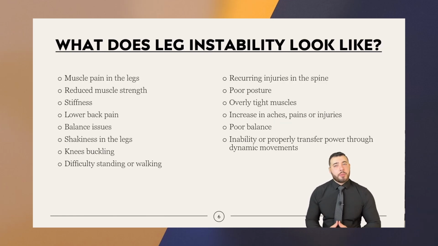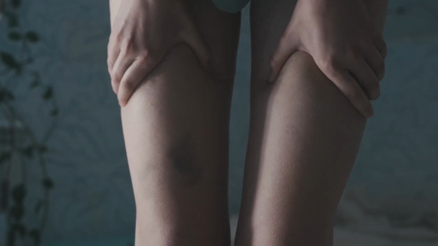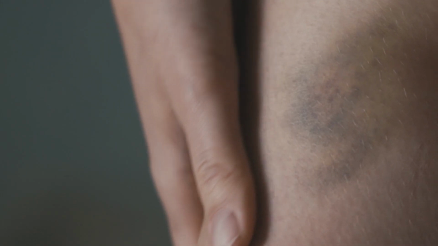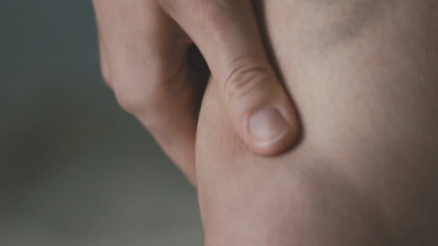So what does leg instability look like? There can be muscle pain in the legs, reduced muscle strength, stiffness, lower back pain, balance issues, shakiness in the legs, knees buckling, or difficulty standing or walking. Now, in trained individuals, this may present itself as recurring injuries in the spine, poor posture, overly tight muscles, increased aches, pains, or injuries, poor balance, or the inability to properly transfer power through dynamic movements.